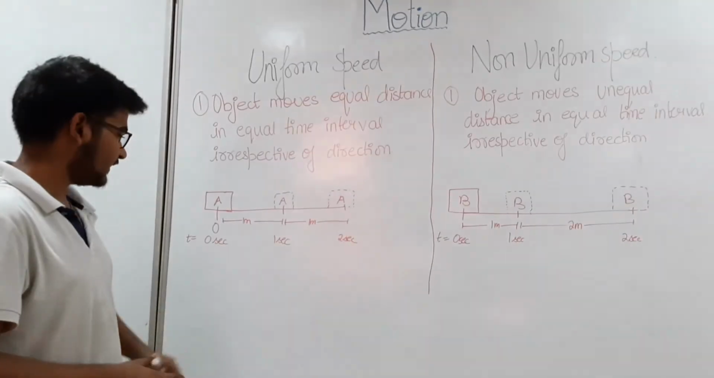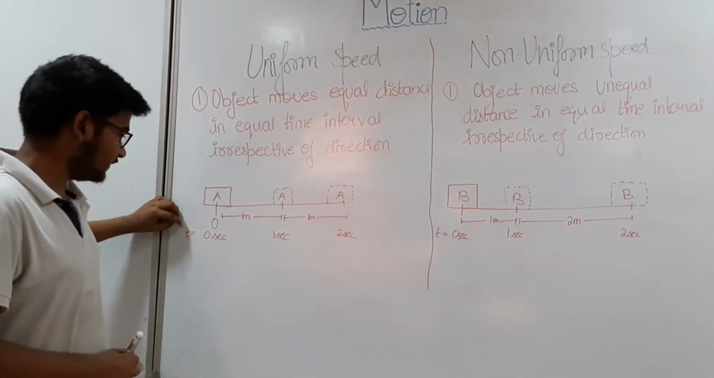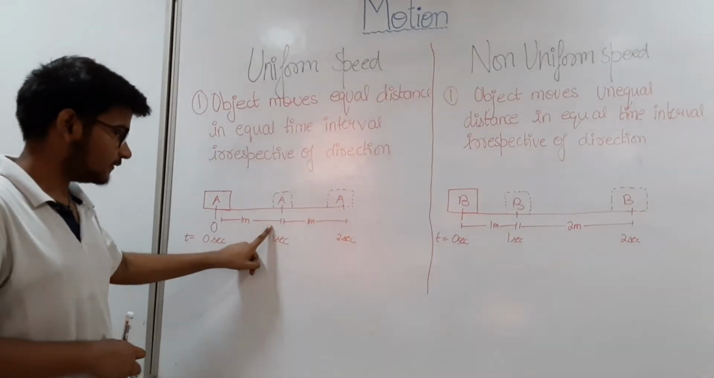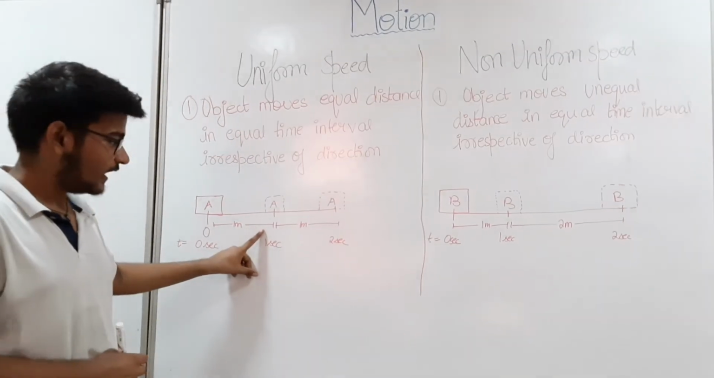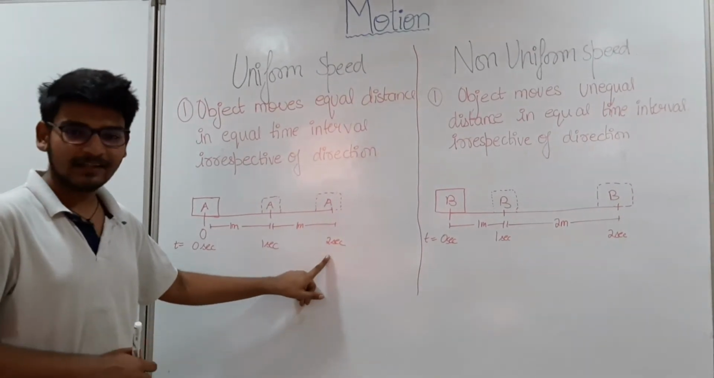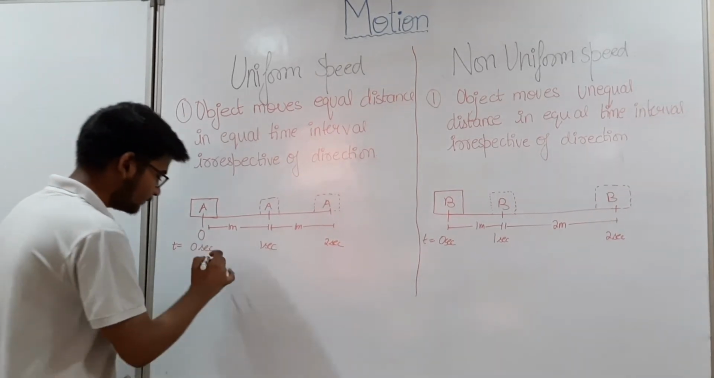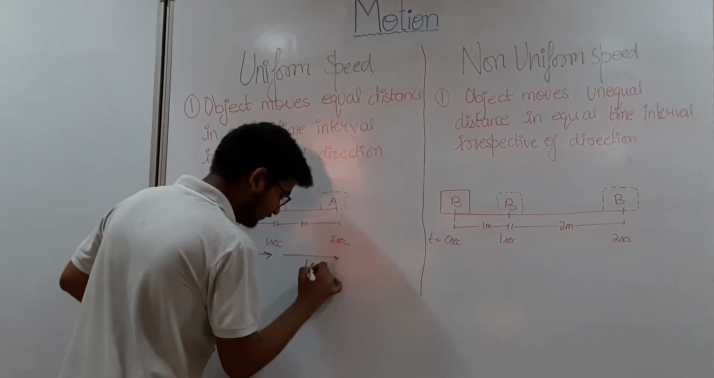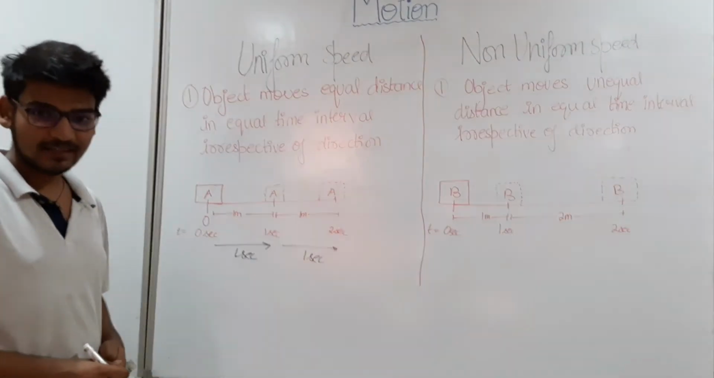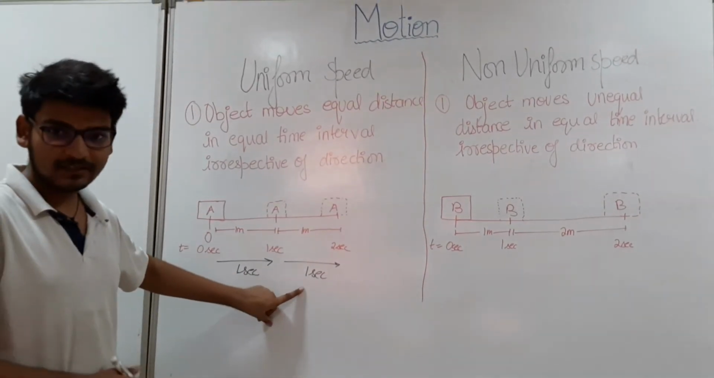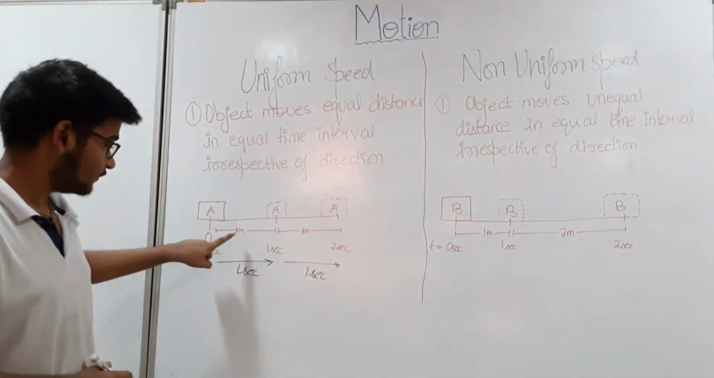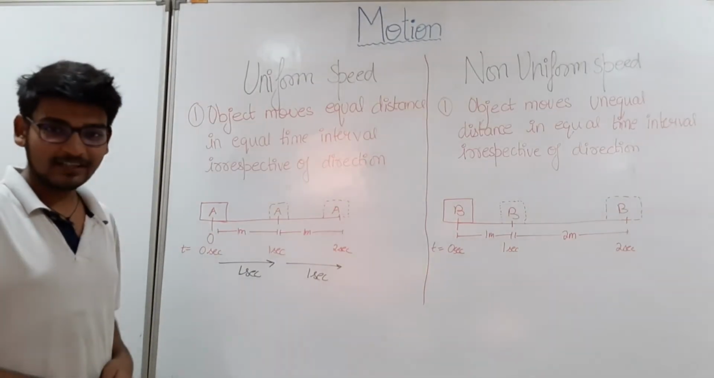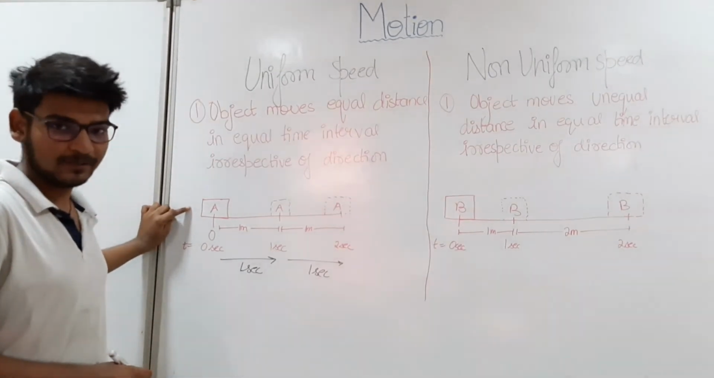Let us see the object A. At t is equal to 0, it is at point O. At t is equal to 1 second, it has moved 1 meter towards the right hand side. And again from 1 second to 2 seconds, it has moved 1 meter. So here the time interval is 1 second. Here also the time interval is 1 second. As the definition says, in equal time interval, that is 1 second, in this case, it has moved equal distance, that is 1 meter and 1 meter. So we say that object A is in uniform speed.